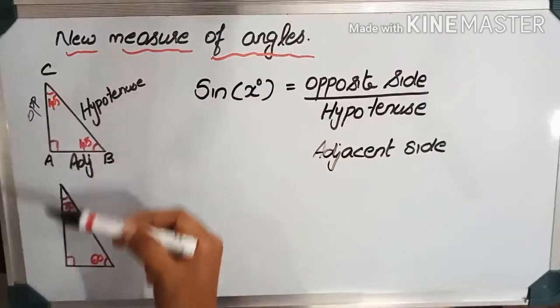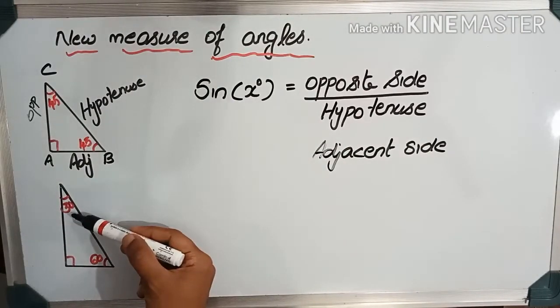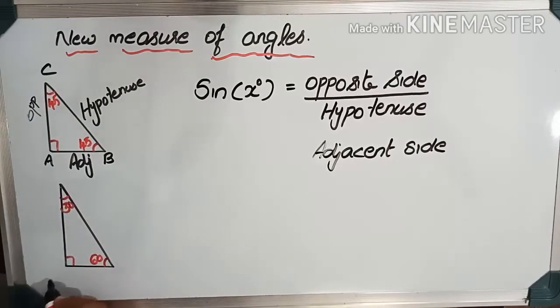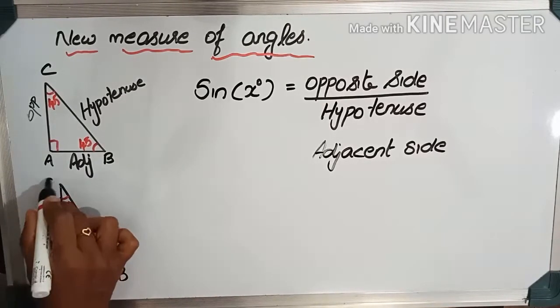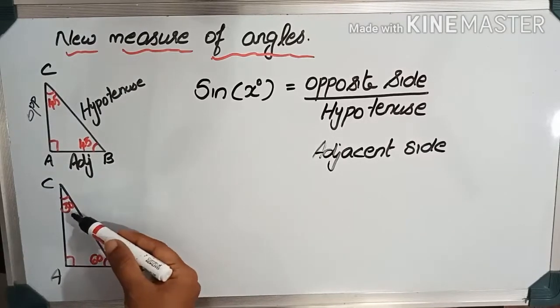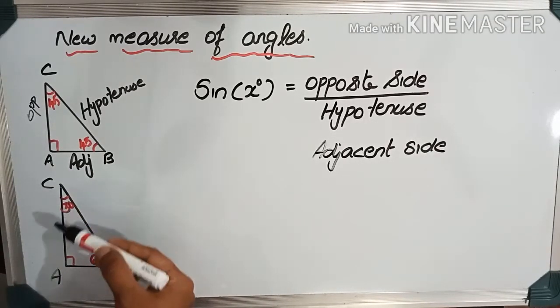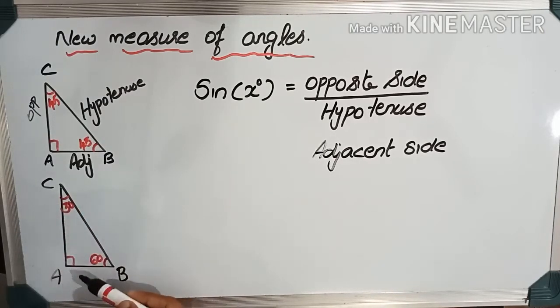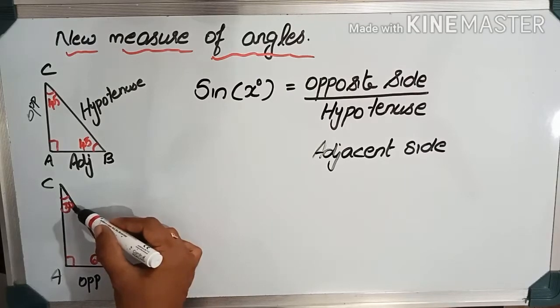Consider the next triangle. Here 30 degree. Let's name it ABC. If we are considering this 30 degree, just opposite side of 30 degree, what will it be? AB is the opposite side. So this is the opposite side of 30 degree. The opposite side of 60 degree is not this. This AB is the opposite side of the angle 30 degree.